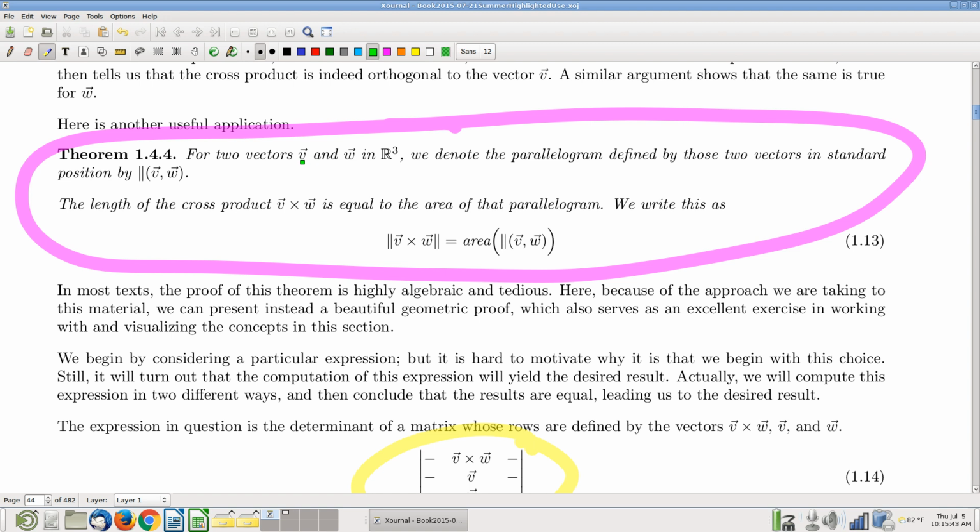So the theorem I want to address is this one. If you take a couple of vectors, v and w, and you make a parallelogram out of these two vectors. Didn't we do that already? Two vectors make a parallelogram. That was in R2. These are now vectors in R3. Two vectors in R3 make a parallelogram. We have not done this before. It turns out that the magnitude of the cross product of those two vectors is equal to the area of that parallelogram. Turns out to be true.